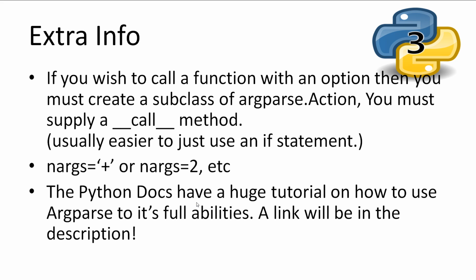This is done with the nargs attribute on the add_argument method. You can specify a specific number of arguments to be expected, or you can use the plus symbol to specify that you don't know how many arguments there will be, but you know that there will be at least one. Just keep in mind that these go into a Python list.